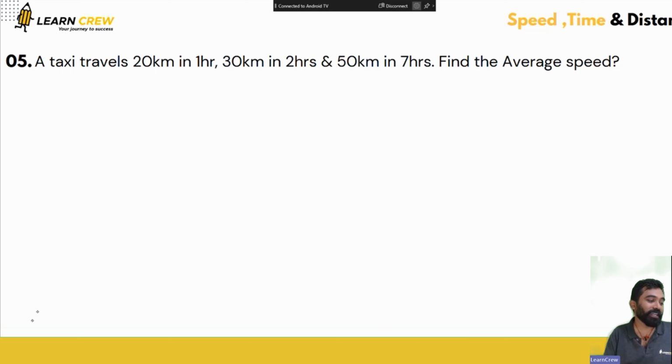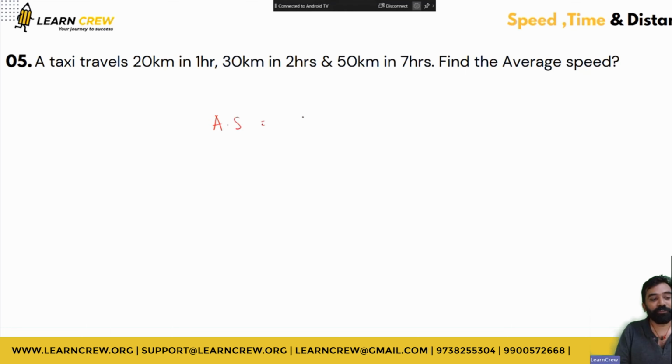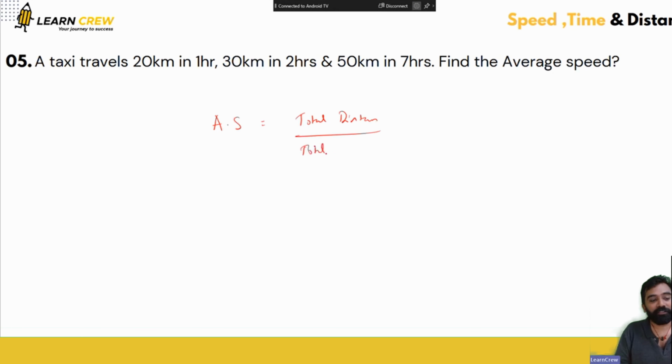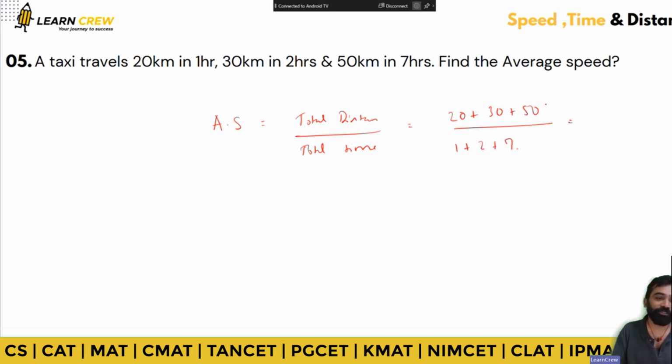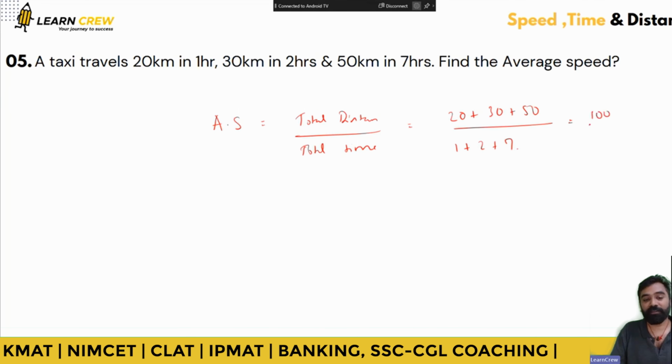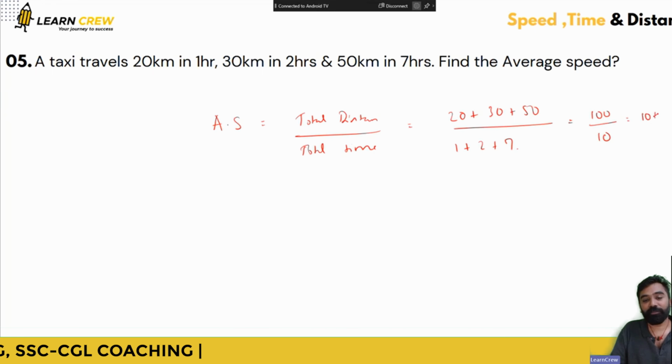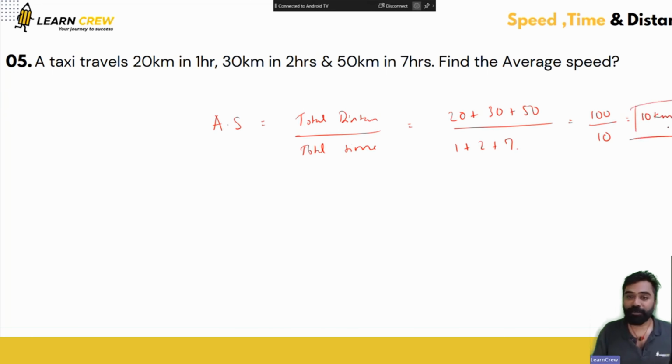Fine. Now we'll start solving this question. The taxi travels 20 kilometers in 1 hour, 30 kilometers in 2 hours, and 50 kilometers in 7 hours. Find the average speed. Average speed is equal to total distance divided by total time. So what's the total distance? 20 plus 30 plus 50, divided by total time, which is 1 plus 2 plus 7. 50 plus 50 is going to be 100. 100 divided by 10 is 10 kilometers per hour. That is going to be the average speed at which the taxi travels. Clear?